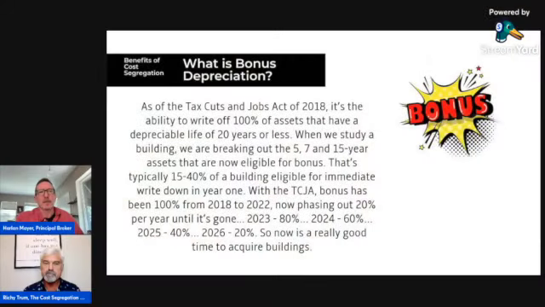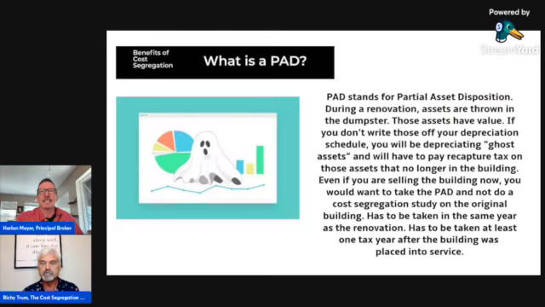So it's in today's prices, not in prices in two years. That's right. I appreciate that. And this is why we like creative things at creative1031exchange.com. Okay. So what is a PAD?